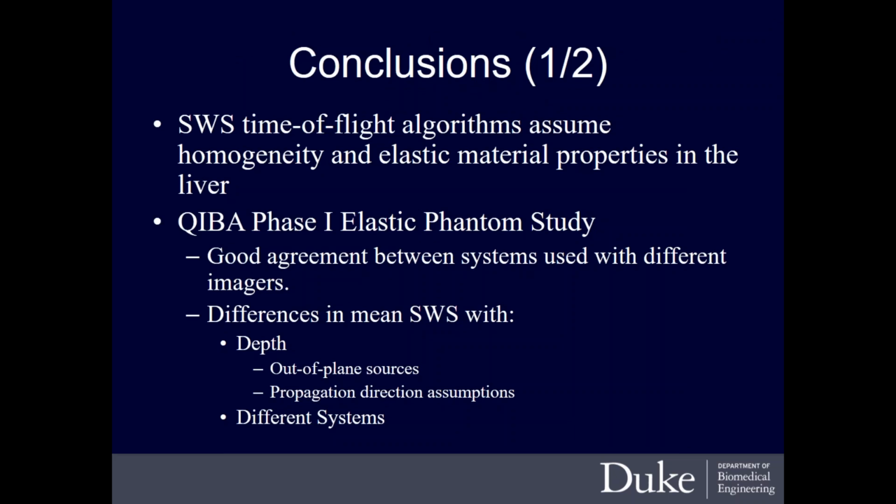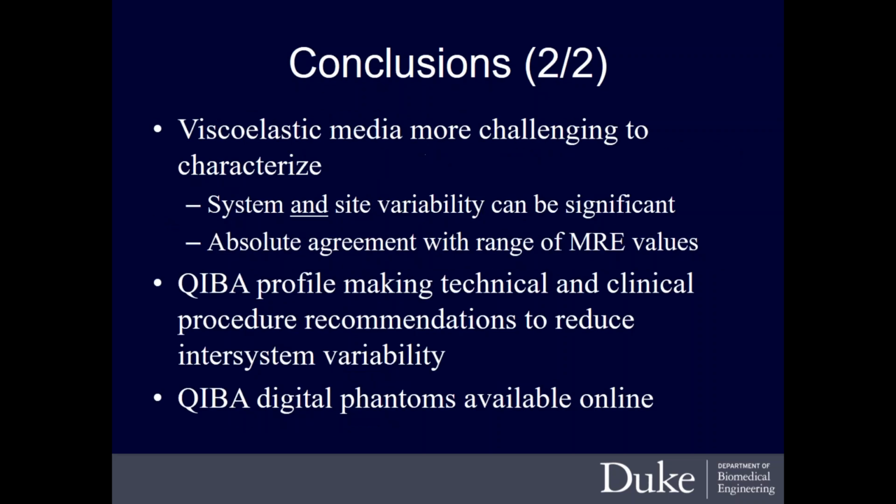So wrapping up here with a few conclusions before we have time for a few questions. Current systems right now tend to estimate shear wave speed using time-of-flight algorithms, again with a lot of assumptions about homogeneity and tissue elasticity. Our phase 1 study that looked at elastic phantoms has shown in general good agreement between the systems. We did see some differences with focal depth between different systems, which we think we honed in on a bit due to the experimental setup.